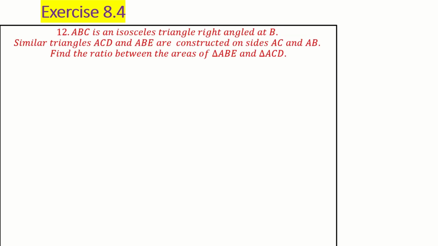Next, ABC is an isosceles triangle, right angled at B. Similar triangles ACD and ABE are constructed on sides AC and AB. Find the ratio of areas of triangles ABE and ACD. So this is how it is. You have right angle triangle ABC. On AB there is an equilateral triangle built, on AC another equilateral triangle built, right?